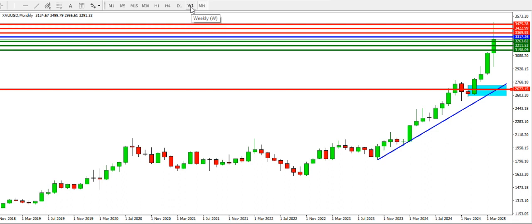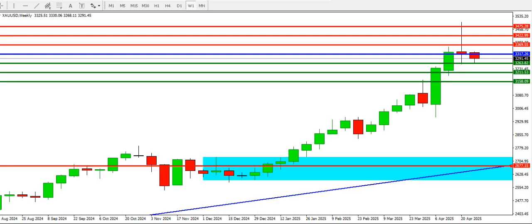Let's go to the weekly time frame. On the weekly time frame, we can see that price of gold has given us a pin bar. This is a bearish pin bar on the weekly time frame, suggesting that price might likely descend. We might see a descent to this order block on the weekly time frame.